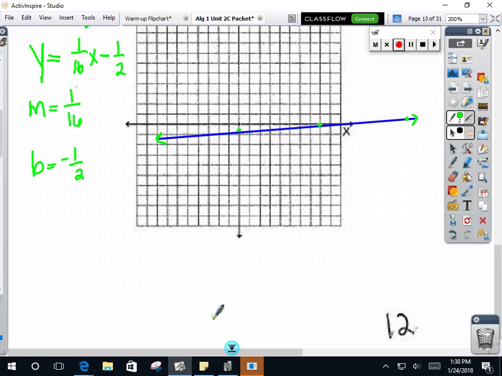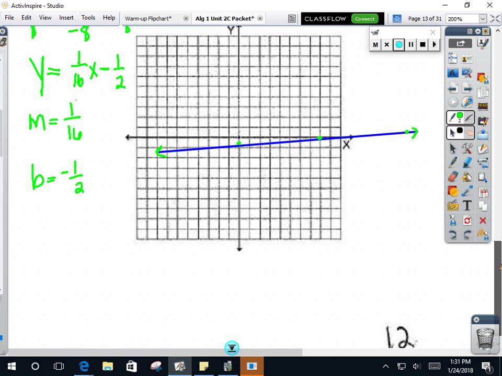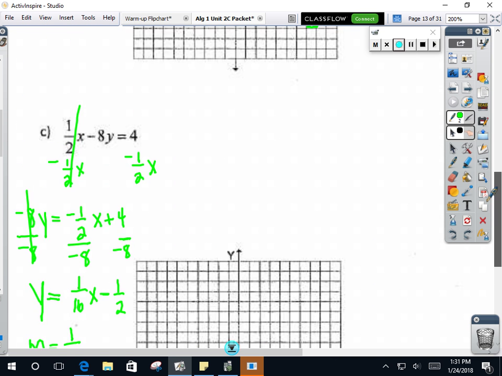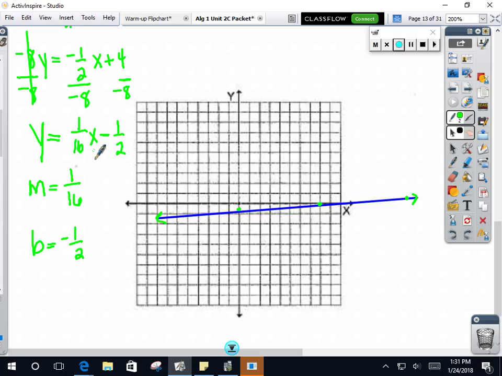Okay, is everybody done with that one? Okay, now let's go back up to the A again, and I'm going to show you another method to solve these so that when you run into a problem like this, you have another option besides what we just did.